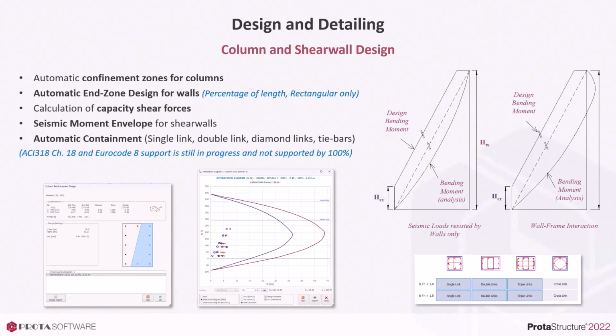Seismic moment envelopes are used in shear wall design. And for columns, links inside the column section are automatically laid out considering the confinement requirements. For example, the user can choose to use a single link only. In this case, the insufficient confinement will be satisfied by automatic introduction of cross ties. If the user prefers a double link layout, then the confinement will be satisfied with double links if applicable. Otherwise, cross ties will be used in addition to double links.